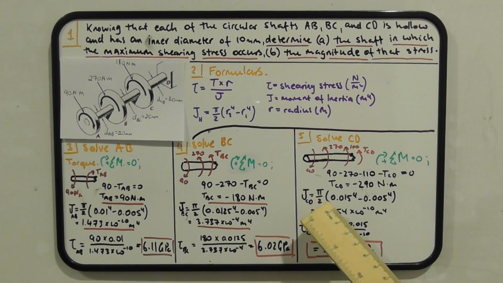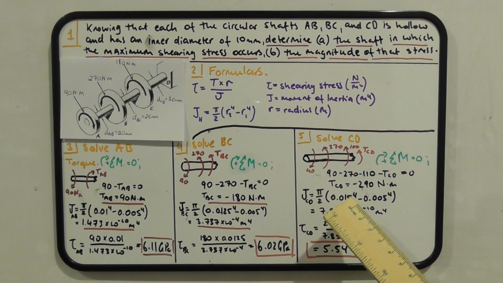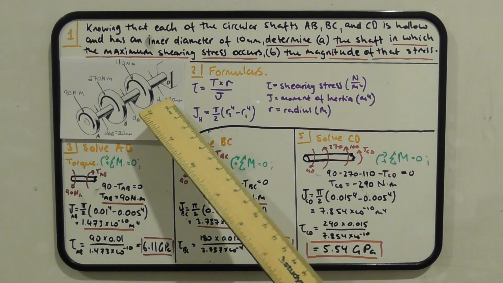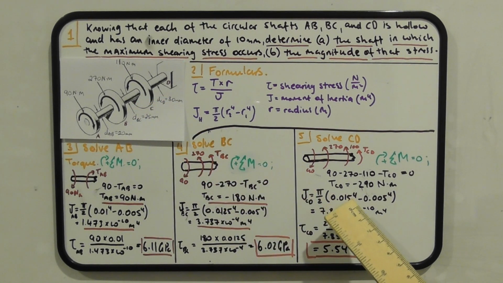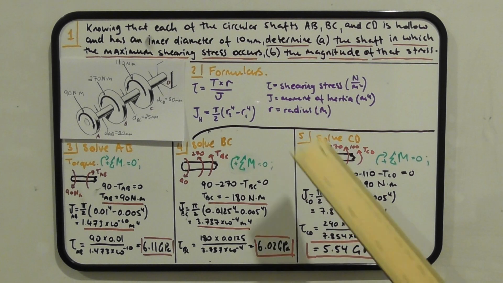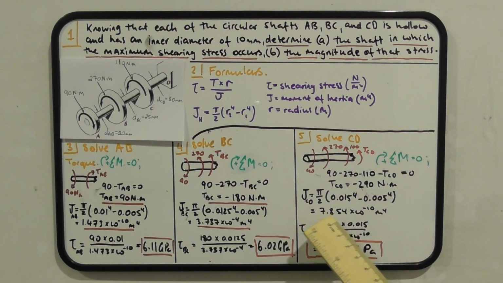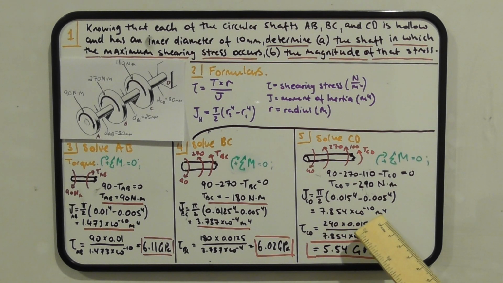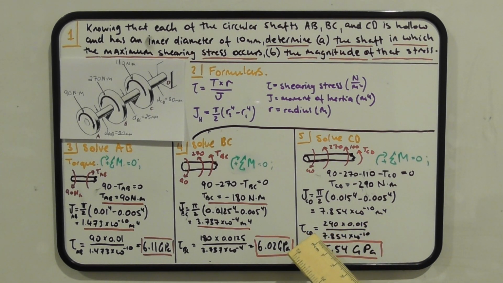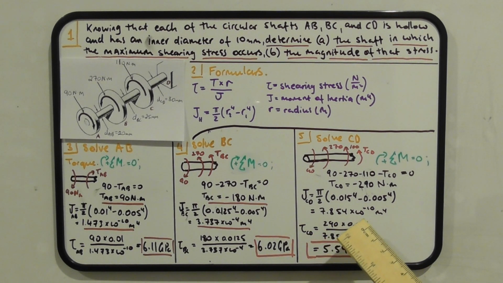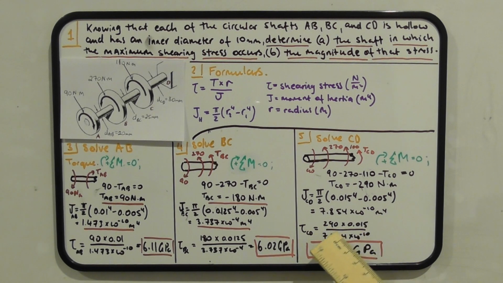And we will not be including that negative in our final calculation. And then we have the moment of inertia, which is pi on 2, half of that diameter in meters to the power 4 minus half of that diameter in meters to the power 4, which will give us that value for the moment of inertia. And then the shearing stress for CD will equal 290 times 0.015 divided by that value for moment of inertia, which will give us 5.54 GPa.